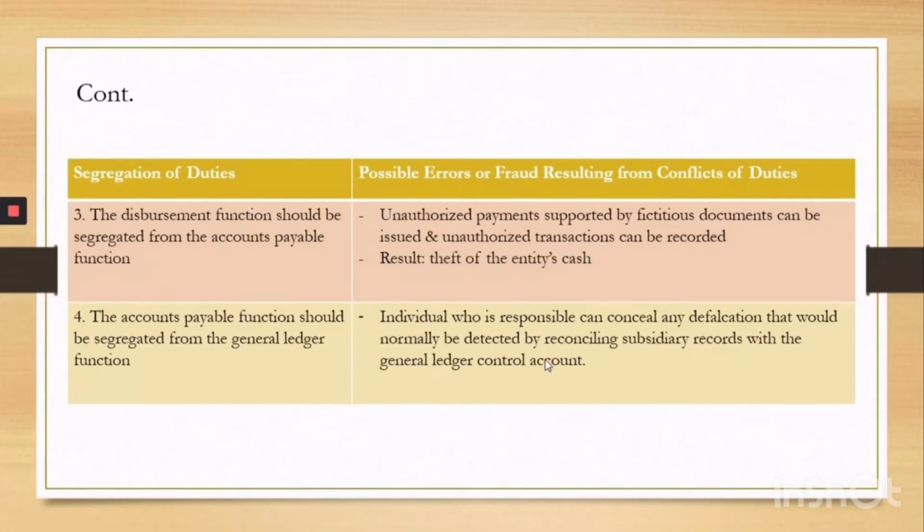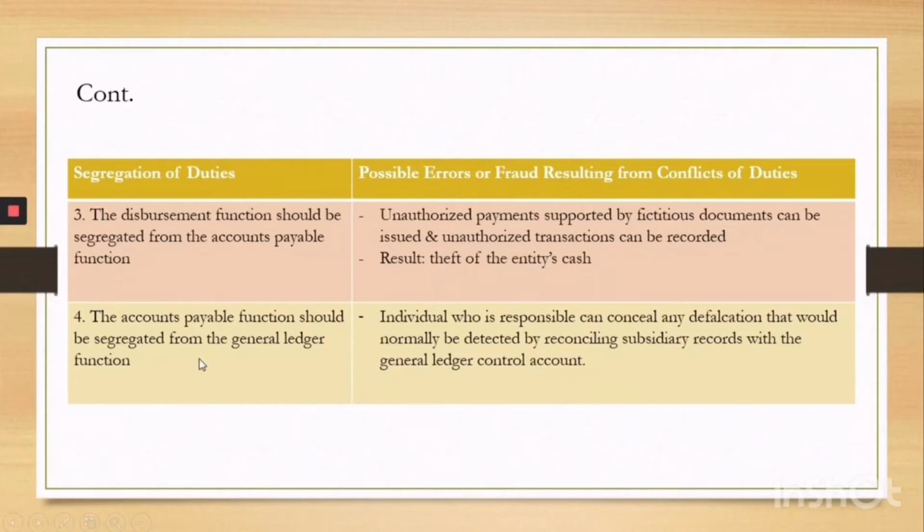The third one is the disbursement function should be segregated from the accounts payable function. An example of possible error or fraud that can exist is unauthorized payments supported by fictitious documents can be issued and unauthorized transactions can be recorded. This also can result in theft of the entity's cash.